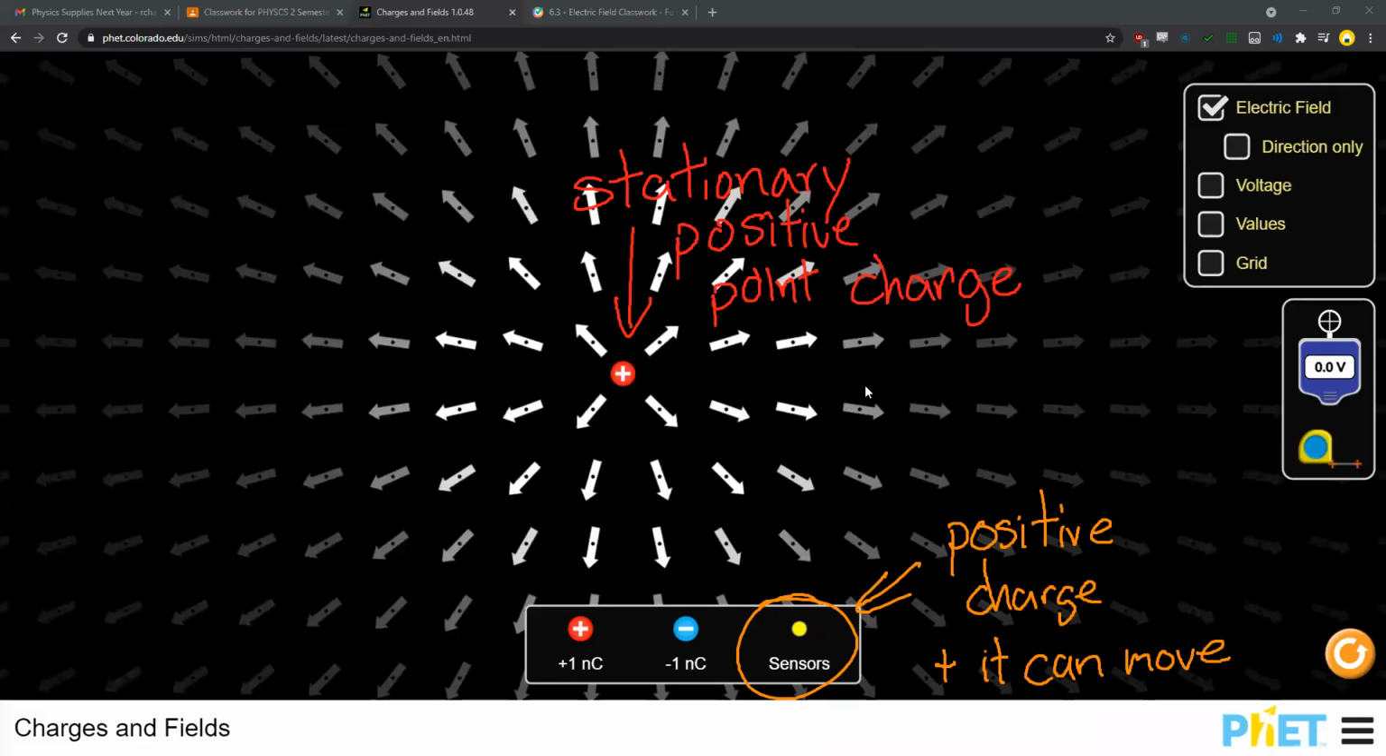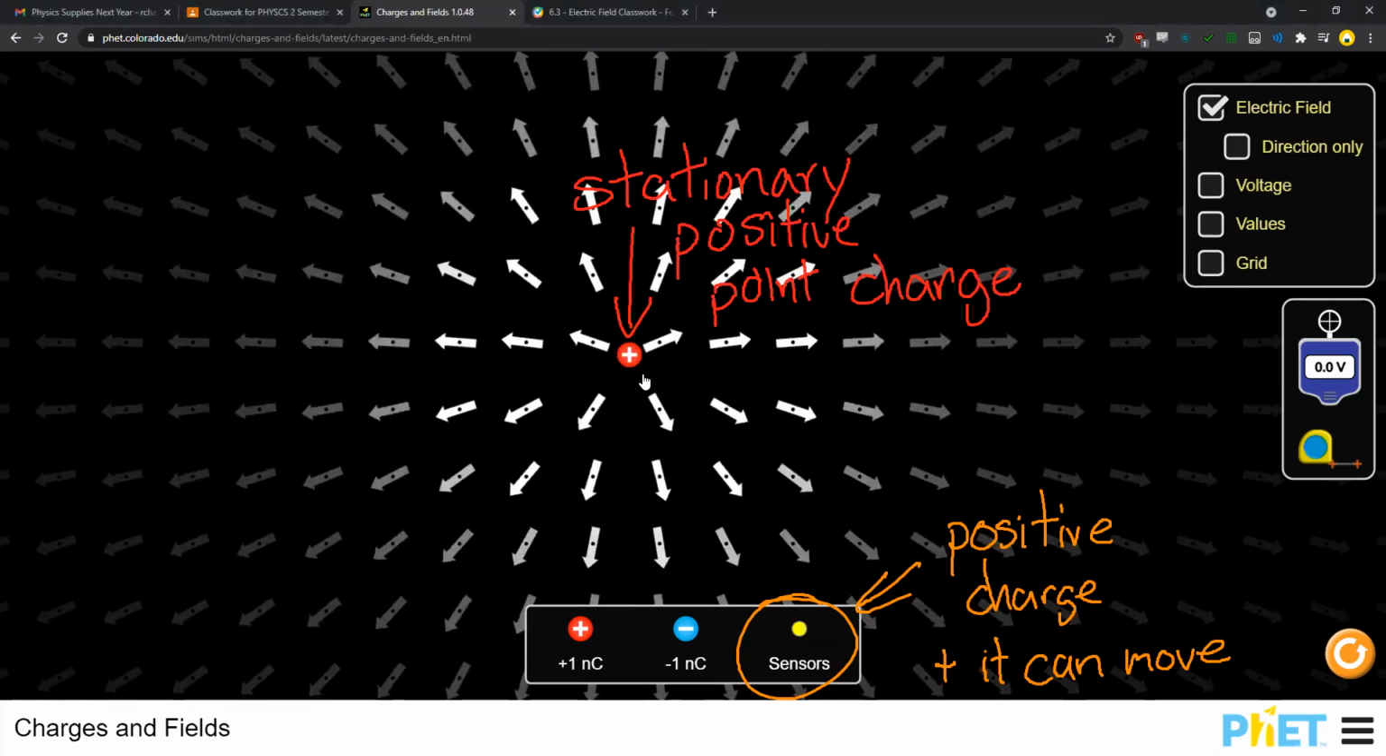This lesson is going to be on electric fields. All right. To help us understand electric fields better, help us understand point charges better, we draw electric fields. Now, this is a positive point charge. It's in the middle. And let's pretend it's stationary.